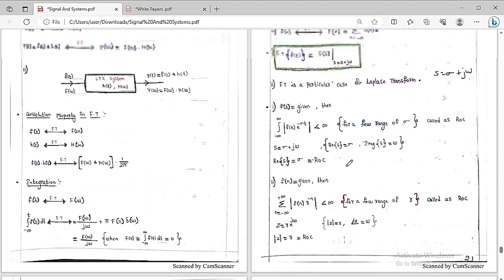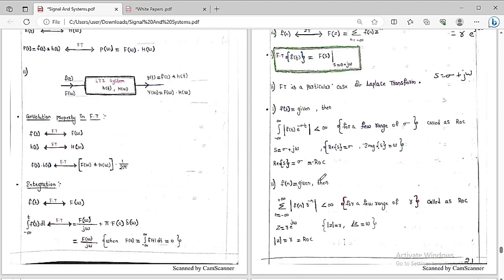Now the next thing is, suppose f of n is given. Then, as I've already told you, if you want the z transform to exist for the signal, then f of n into r to the power of minus n should be absolutely summable. Then only we can say that the z transform exists. This is going to give a finite value only for a few range of r. That is called the ROC.